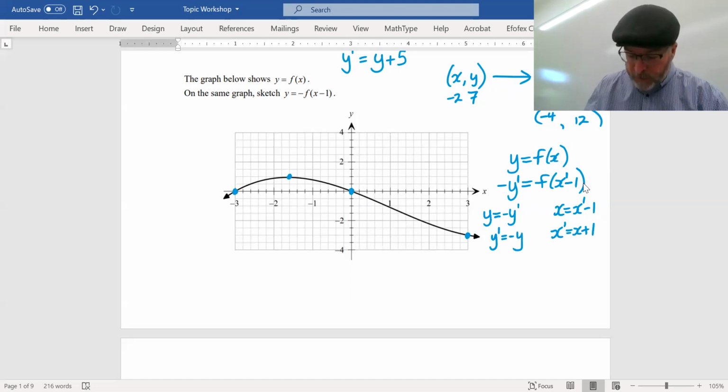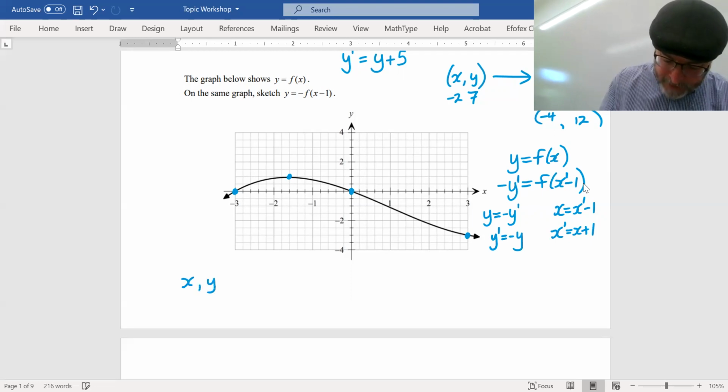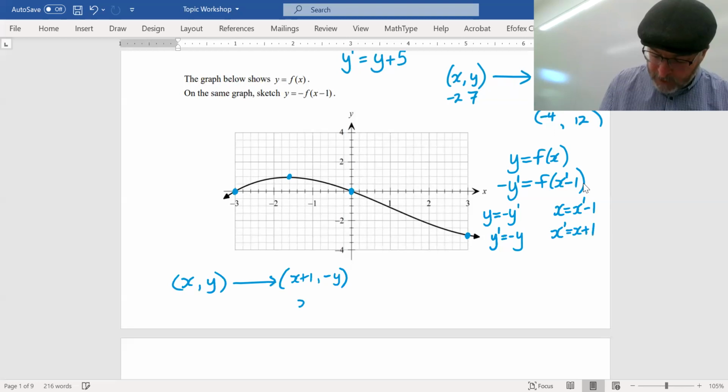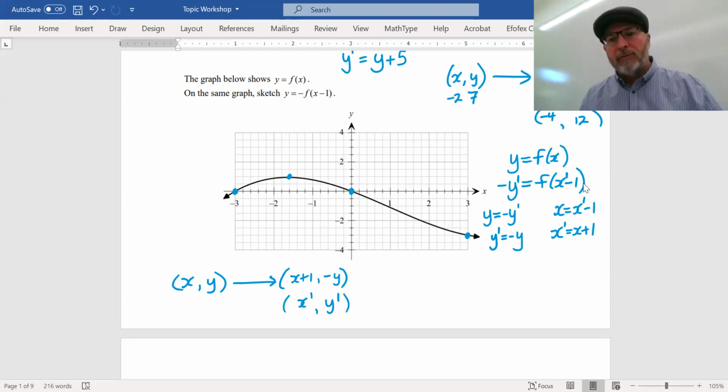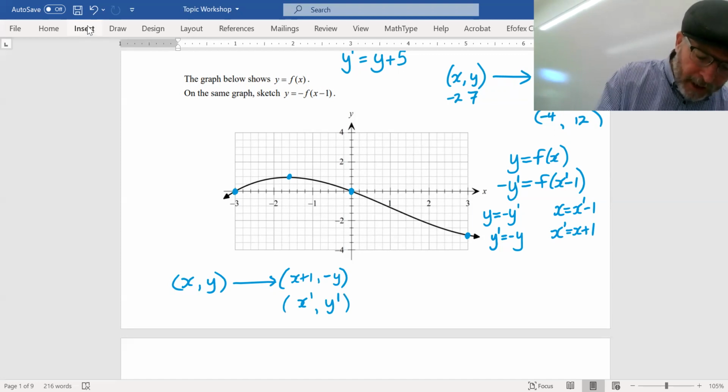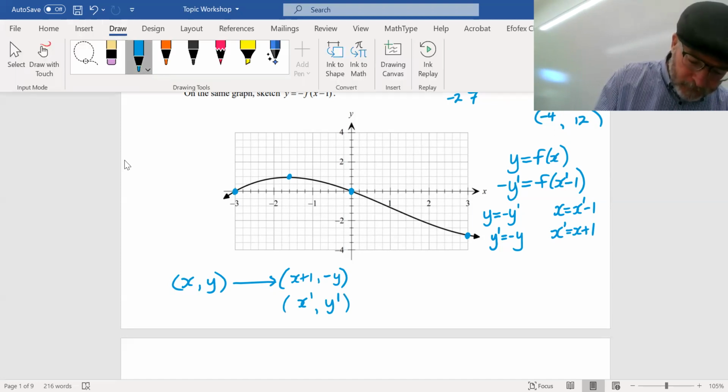All right. In other words, we've taken some point x, y, and we've turned it into x plus 1 and minus y, because that's the point x prime, y prime, the image point. So for any point from the original, I add 1 onto it to get where it ends up horizontally, and I make it negative y. In other words, I flip it in the x-axis to figure out what happens to the y value of it. So I'll get another color out here to do this with, maybe orange.